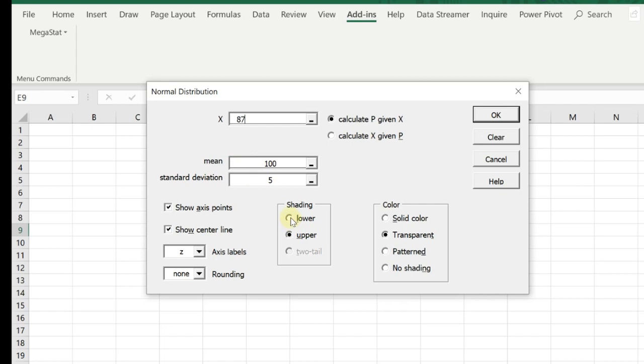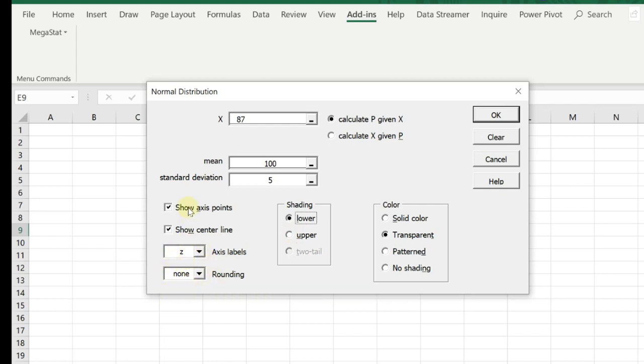And down here, the shading, it shades whether it's a lower tail or upper tail. Now for two tail, it doesn't have an option here. I don't know why. But it has an option to give you the upper portion under the distribution, or the lower portion. Well, less than 87 means lower. For less than or equal, you go lower. For greater than or equal, you go upper.